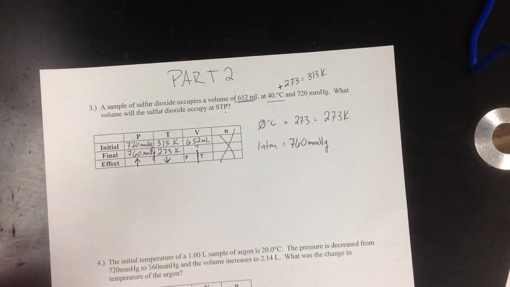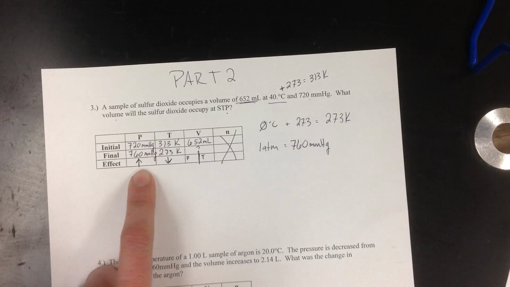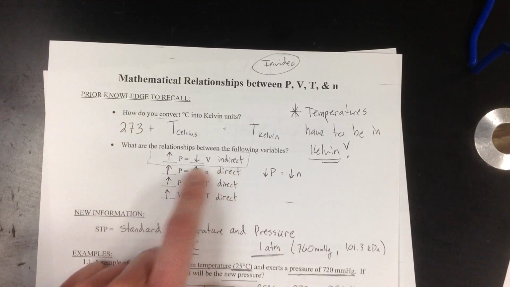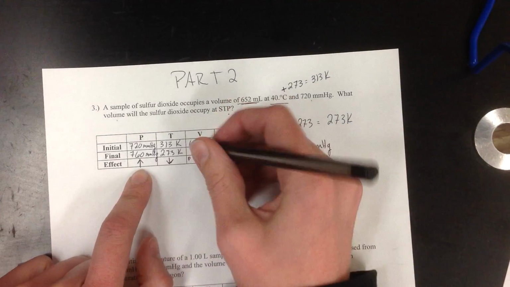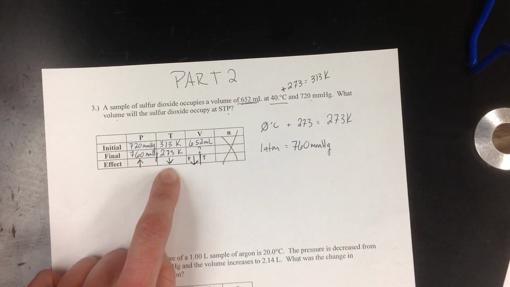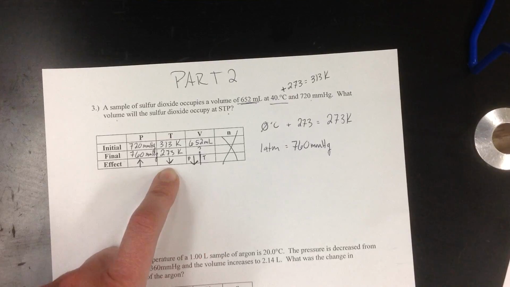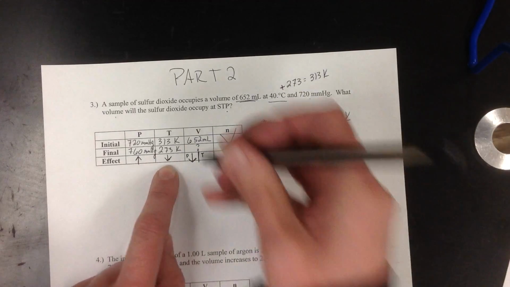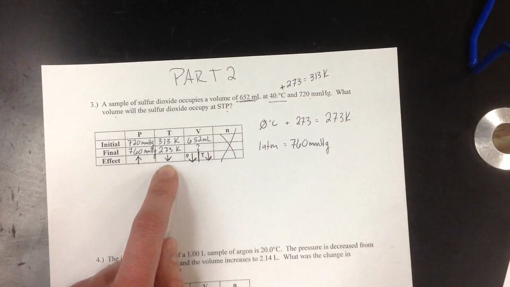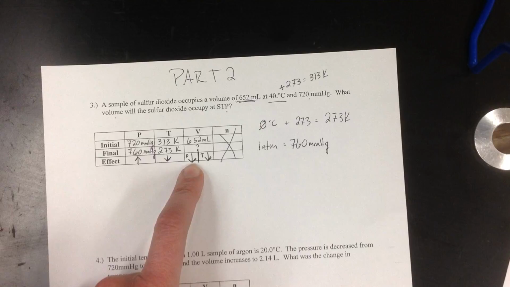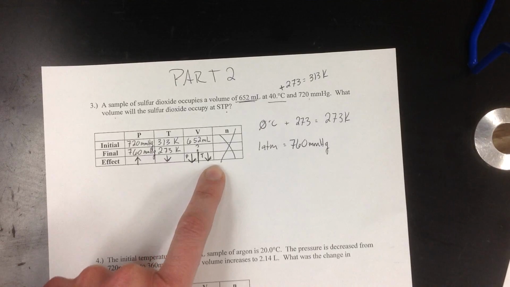Let's talk about my pressure first. If I increase my pressure, well, this is an indirect relationship. So if I'm increasing my pressure, that means my volume is going to decrease. So here, increasing pressure, my volume is going to decrease. Now my temperature, I'm decreasing my temperature. If I look at my relationships, it's a direct relationship. So by decreasing my temperature, that's going to cause my volume to decrease. All right, so my pressure should decrease my volume, as well as my temperature should decrease my volume.